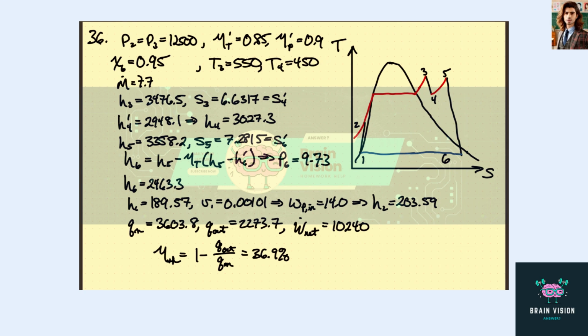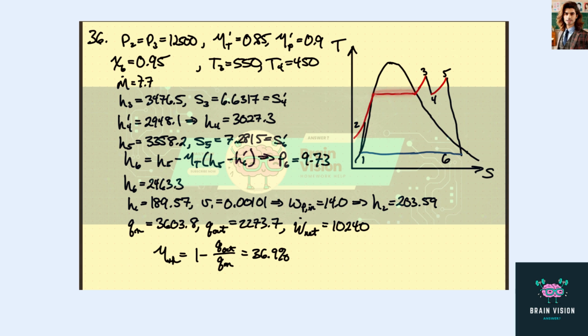Now we have a reheat Rankine cycle, but now we have some efficiencies on both the turbine and the pump. The turbine efficiency is 85%, so these lines are not vertical anymore. We're increasing entropy as we go through the turbine. And the pump efficiency is 90%, so we're increasing entropy as we go through the pump also.